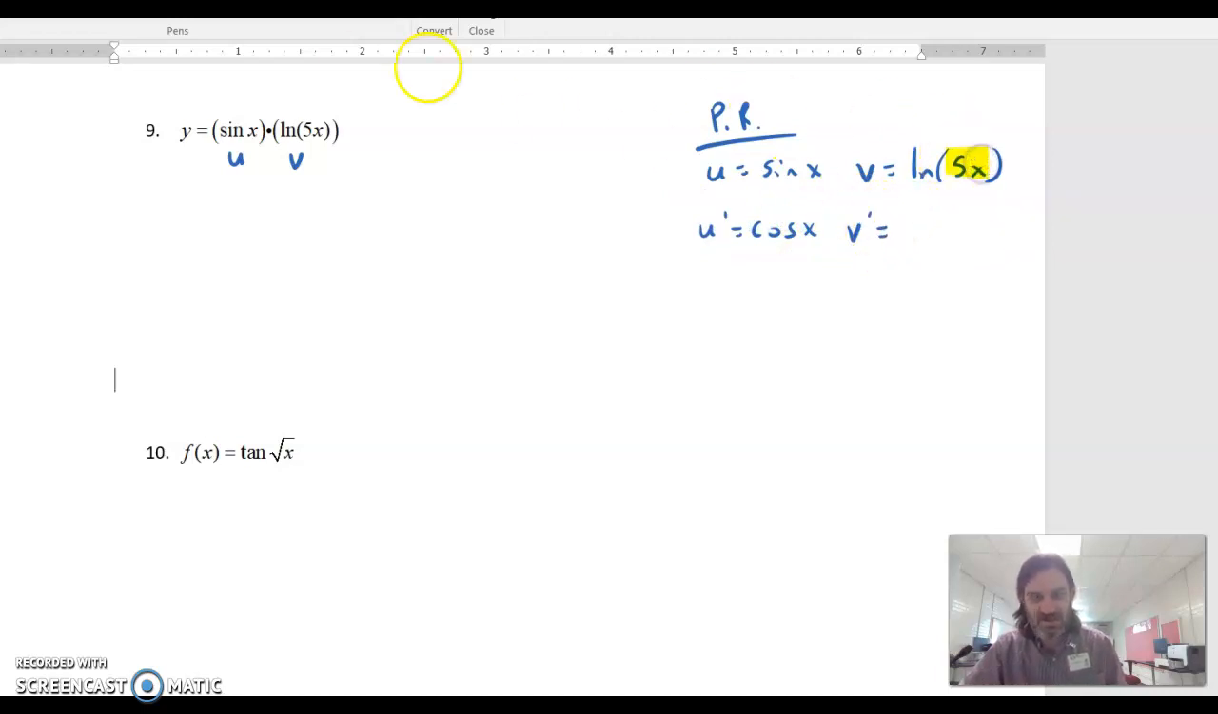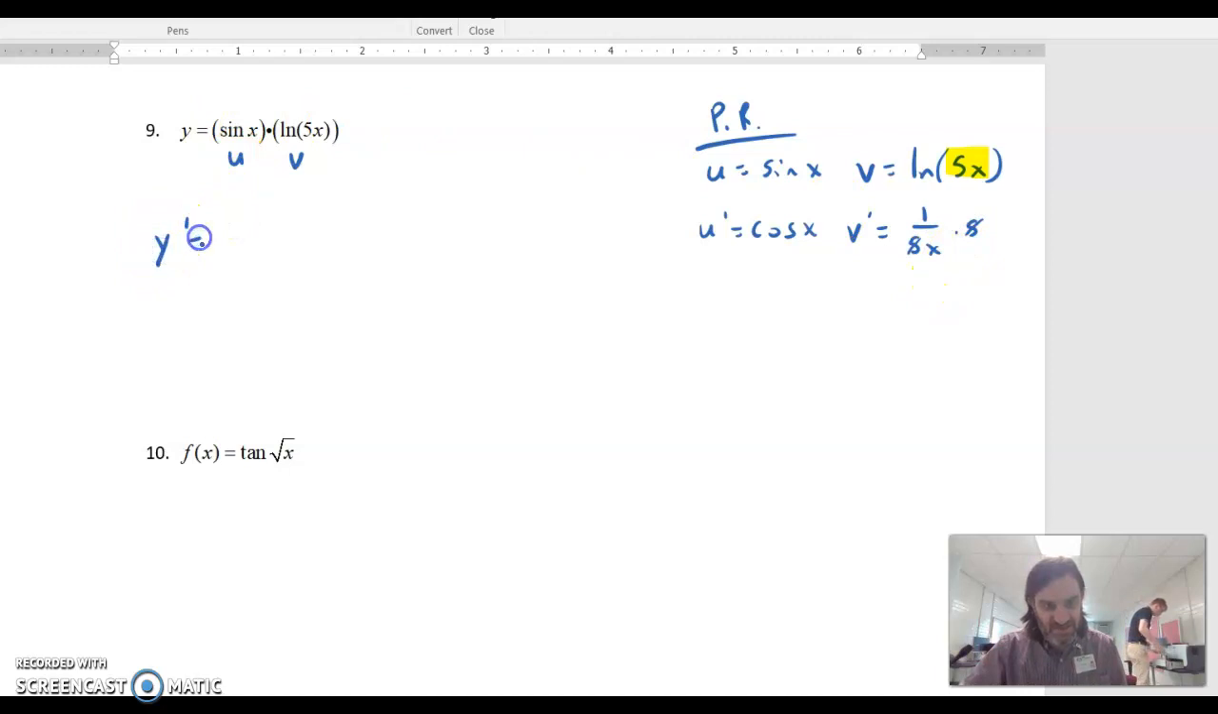and v prime, that's where the chain rule comes into play here, because we know the derivative of the natural log of x is 1 over x, but when we put something in there, it'll be 1 over 5x times the derivative of that, which will be 5. So when we clean that up with that product rule, we can cancel out those 5s, no problem, but let's just put it back together.